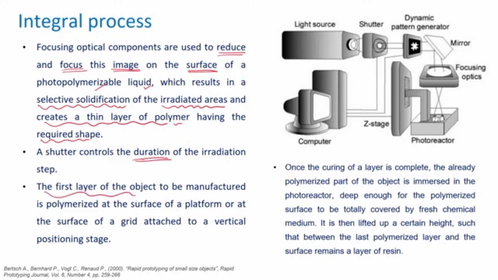The first layer of the object to be manufactured is polymerized at the surface of a platform or at the surface of a grid attached to the vertical positioning stage. So, at the bottom of the vertical positioning stage, the first layer gets attached, and over that first layer we are building up the geometry.